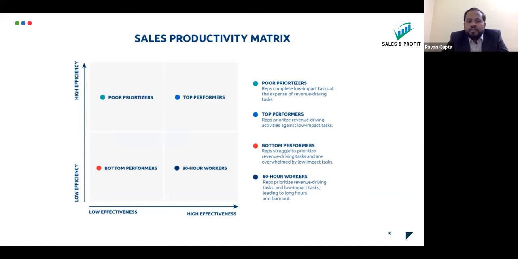The poor prioritizer is very high on efficiency. These are the people who would be very fast at sending out emails to the customer, very good with the tools you have provided them, and very good with internal processes. And then comes the highly effective people, who put in about 80-hour work weeks. This person is largely a perfectionist. He's going to look at doing everything right.